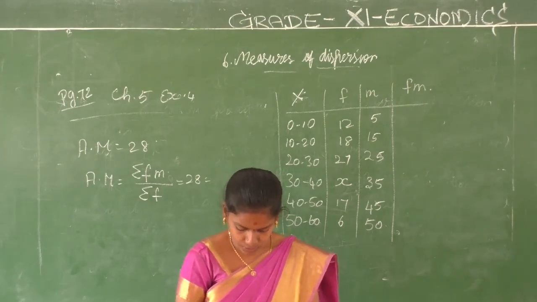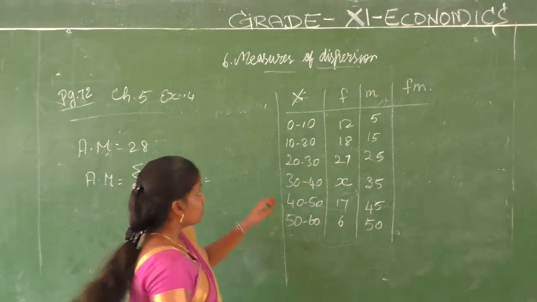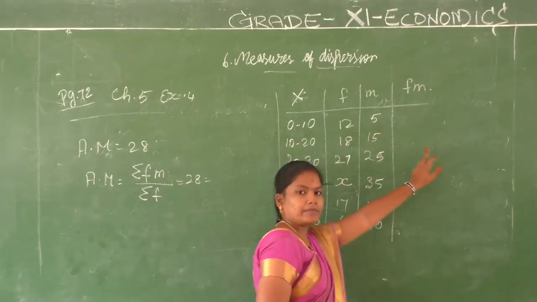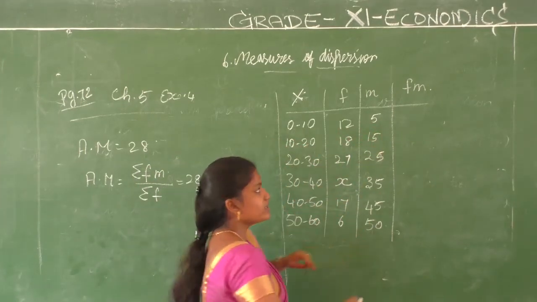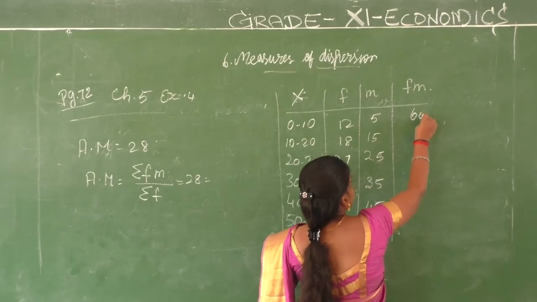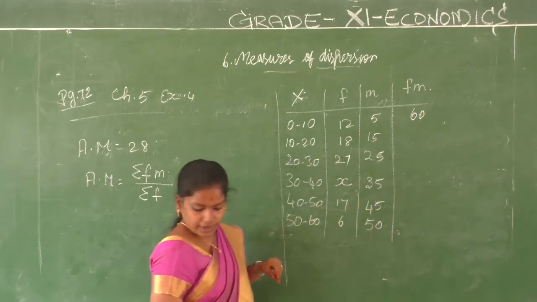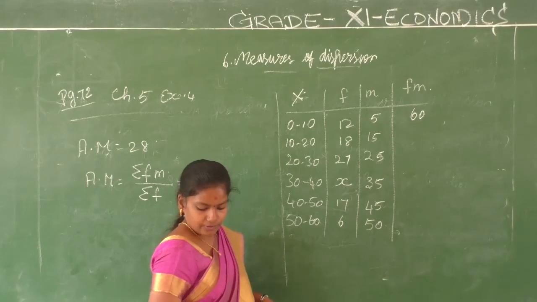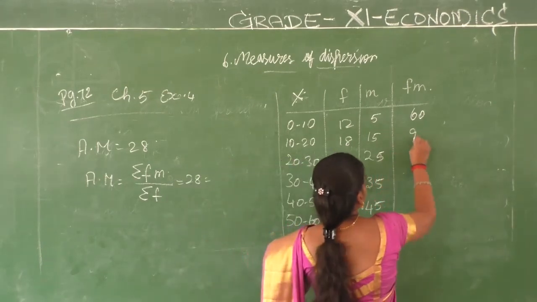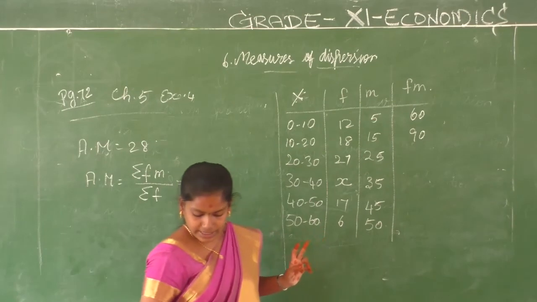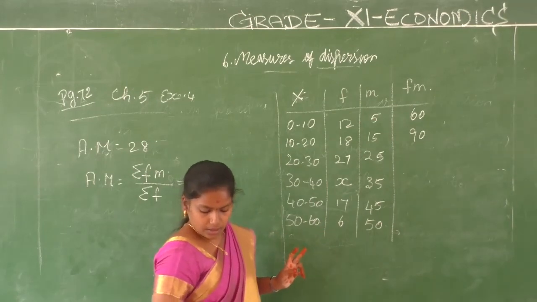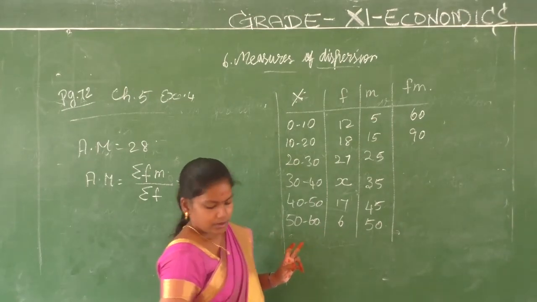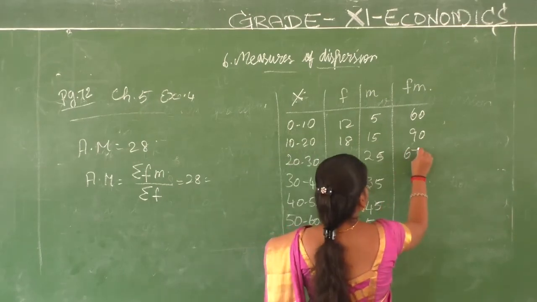Here's my calculator. So what are we going to do? Fm. This 12 into 5 is 60. Right, children? What is 12 into 5? 60. Then we have 18 into 5. We have 90. Then we have 27 into 25. We have 675.